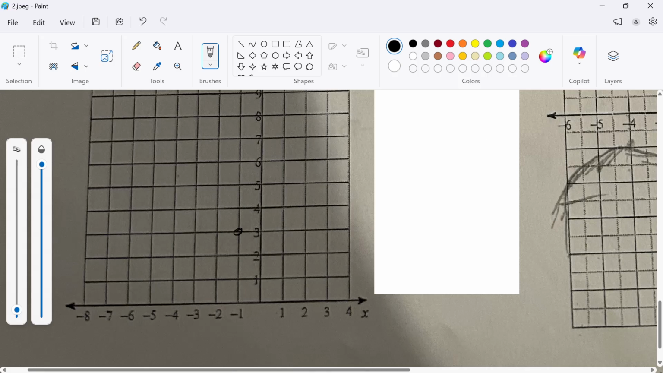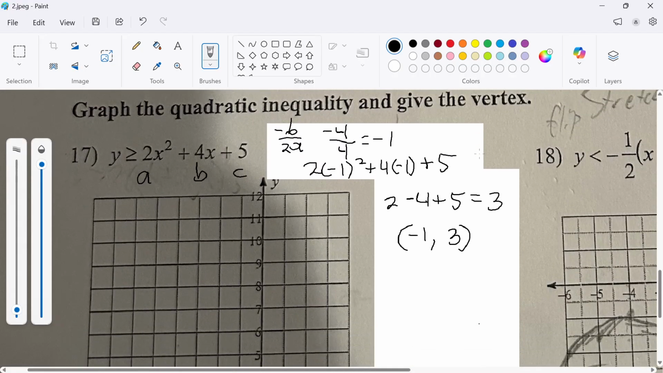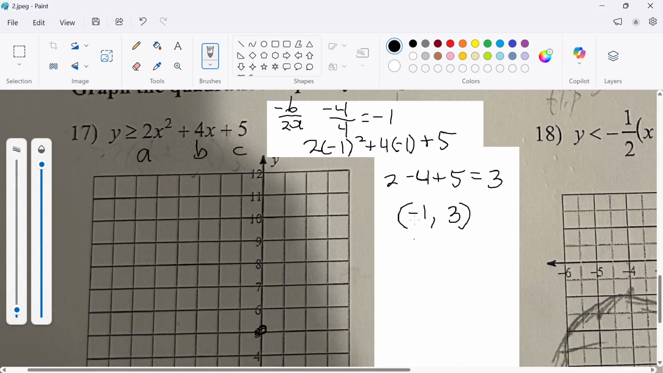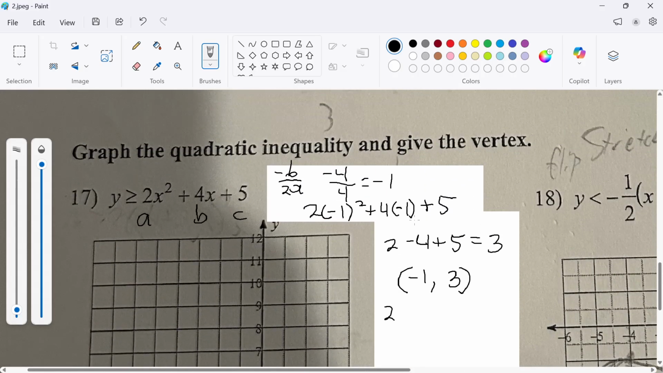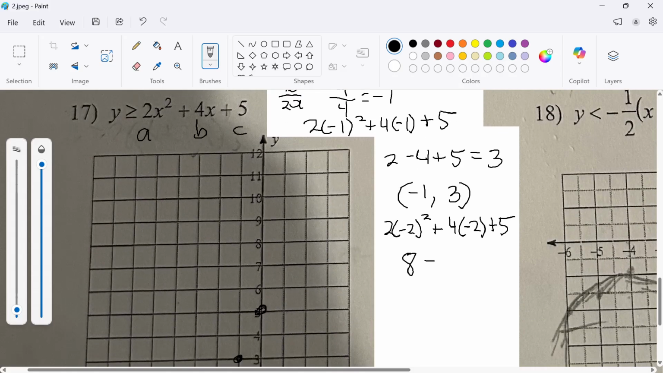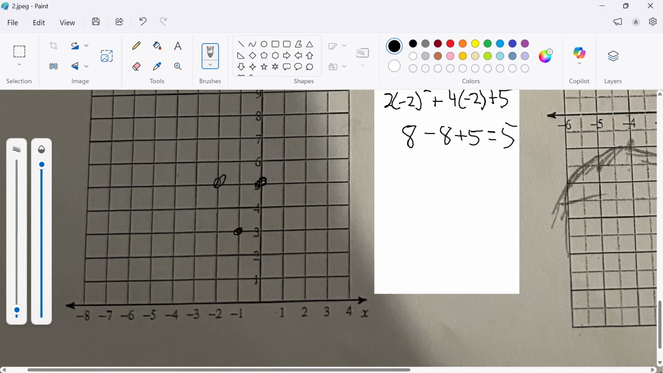So negative 1, 3 is the vertex. And then I might want to find two points. I'll find the y-intercept. When x is 0, 2 times 0 squared plus 4 times 0, that's 0, plus 5. So it's at 5. And then I'll do negative 2. 2 times negative 2 squared plus 4 times negative 2 plus 5 is 8 minus 8 plus 5 equals 5. So at negative 2, it's also at 5.